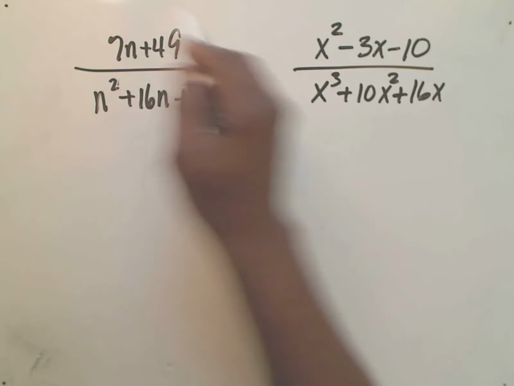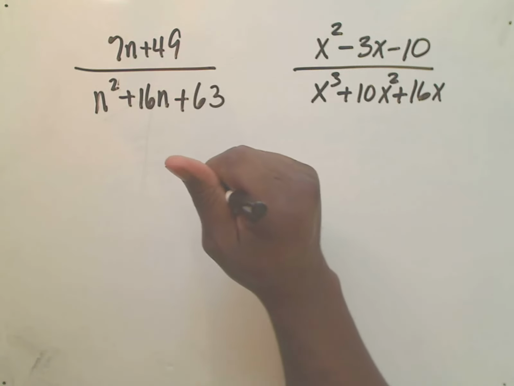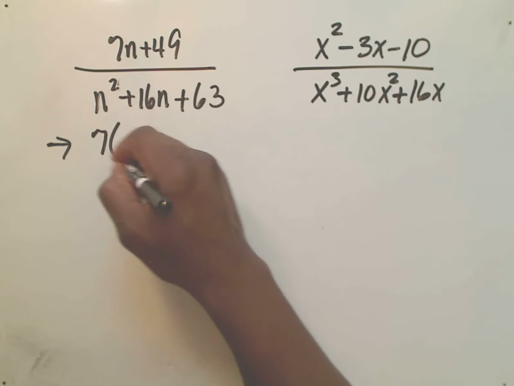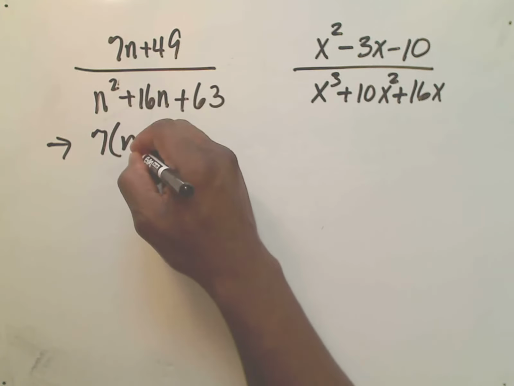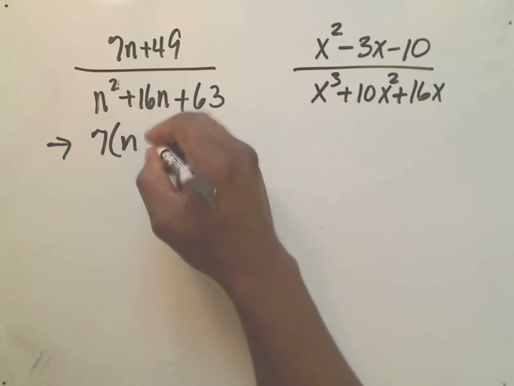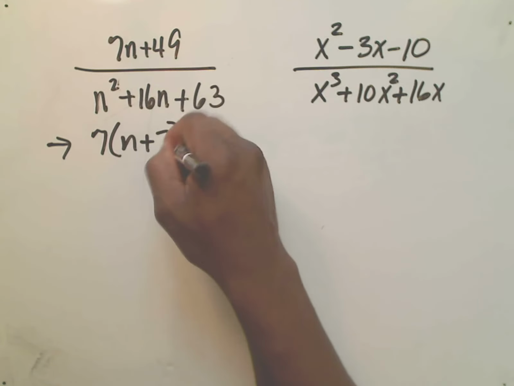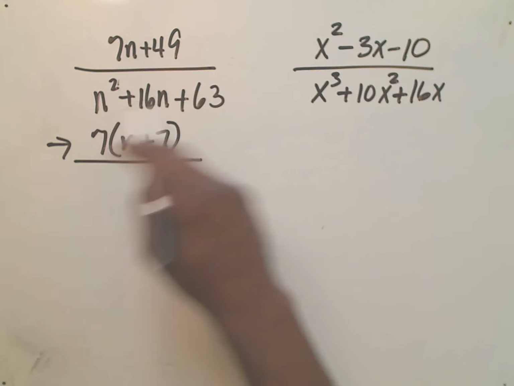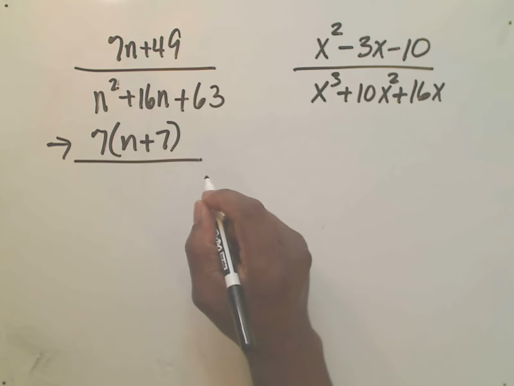We're looking at just the numerator. Is there any way that we can factor the numerator? Absolutely. We can take a 7 from both terms. So if I take a 7 from the 7n, it leaves you with n. And if I factor out a 7 from 49, 7 times 7 is 49. So these two multiply to give me 7n, these two multiply to give me 49.